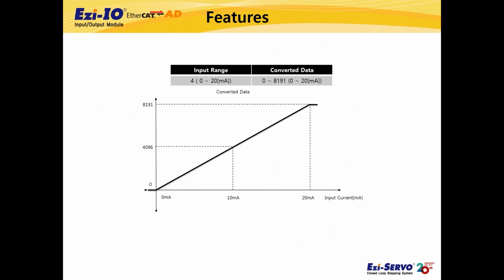And in the case of current input mode, the input range value is 4, and the current input range is 0 to 20 mA. At this time, the analog data value of the current range is converted to a digital value of 0 to 8191 as shown in the graph.